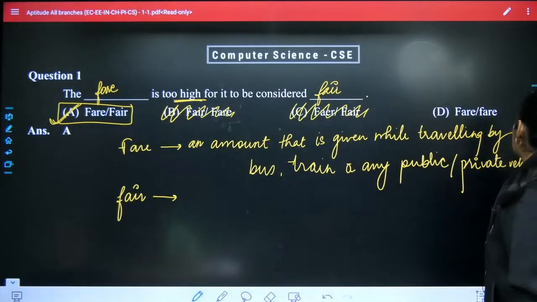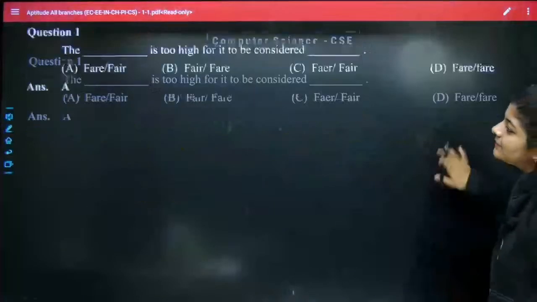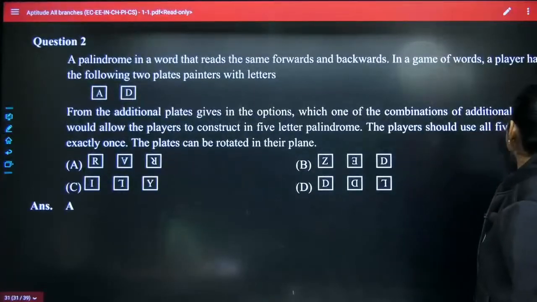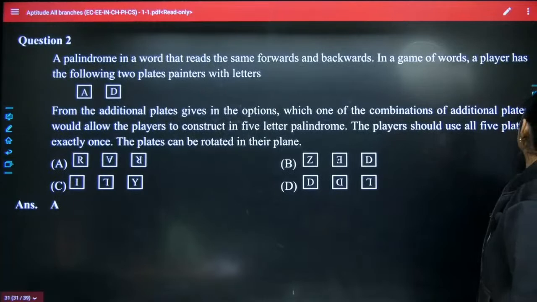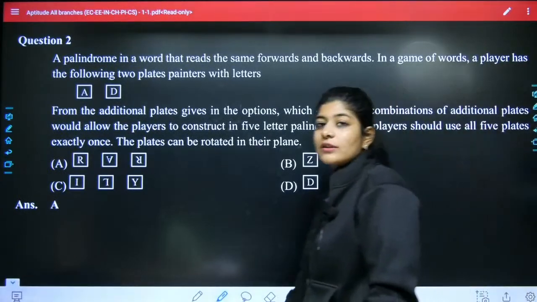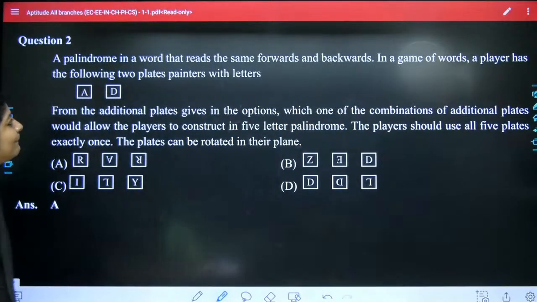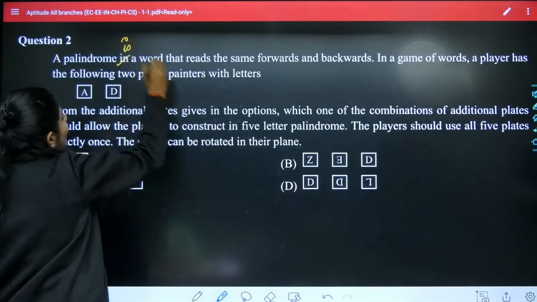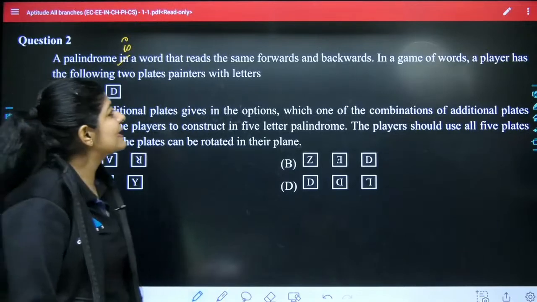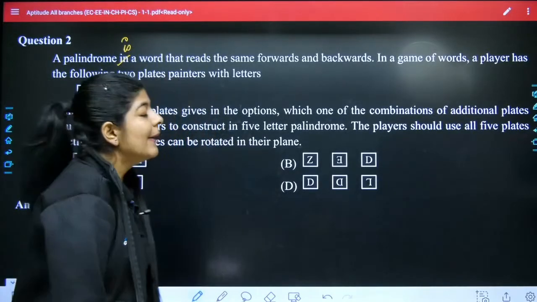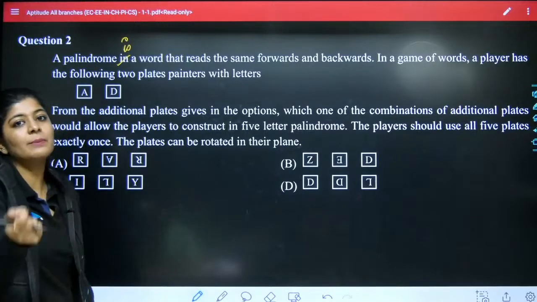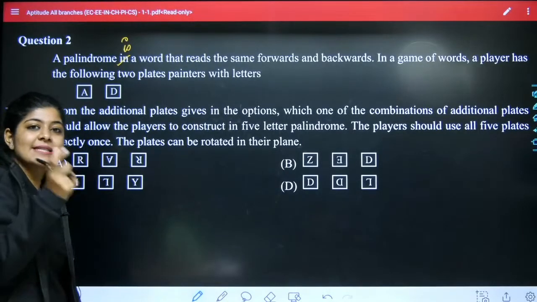Now let's move to the next question which we have. Again, this one is very easy, but few students got confused in this question. A palindrome is a word that reads the same forward and backward. A palindrome is a word that, if we read it from either the forward side or the backward side, reads as the same letters.